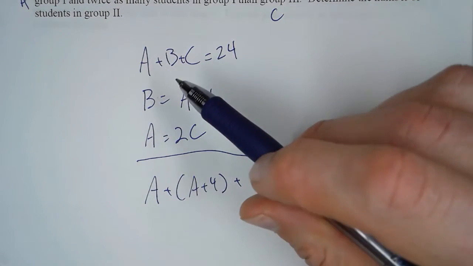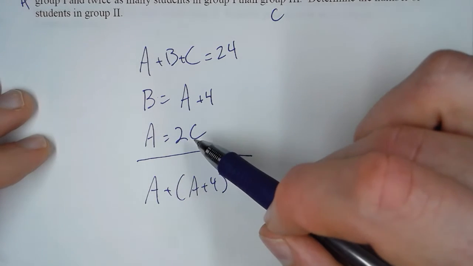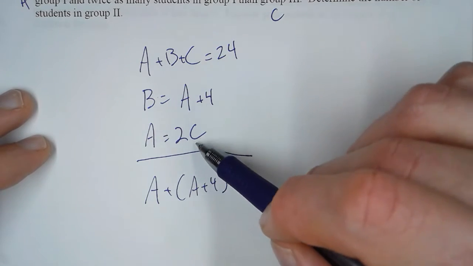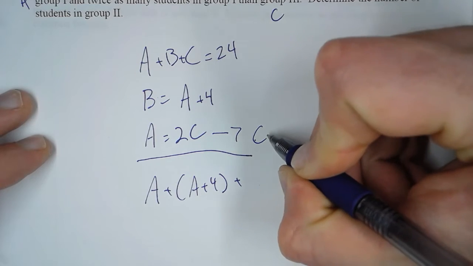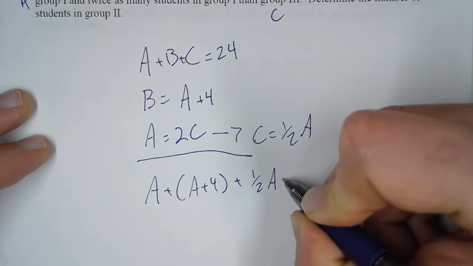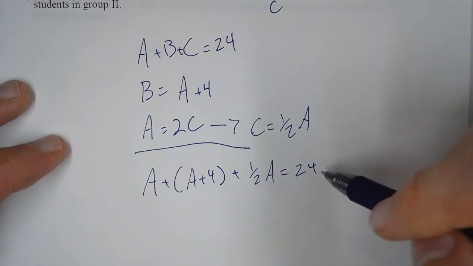So that means that we have to turn C into A. And that's where this third equation helps us. So we can say, well, by solving this equation for C, we do that by saying that C equals 1/2 A, like that. So A plus A plus 4 plus 1/2 A equals 24. Now we've got one equation, one variable.